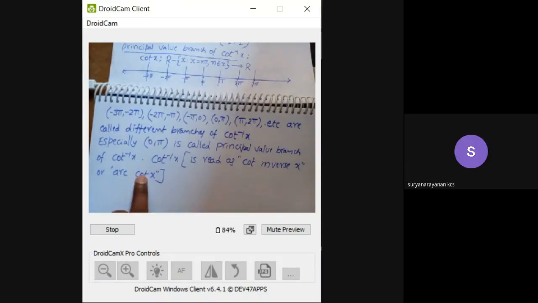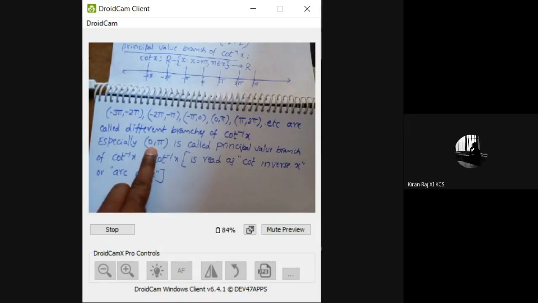Very good, Joseph. Staines Johnson. Open interval 0 comma pi is called principal value branch of cot inverse x. It is read as cot inverse x or arc cot x. Very good, Staines Johnson. Blessina. Sir, open interval 0 comma pi is called principal value branch of cot inverse x and is also called arc cot x. Okay, my dear Blessina.